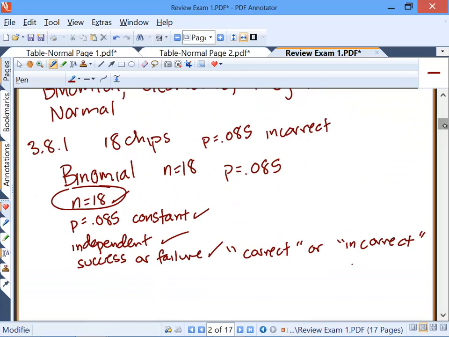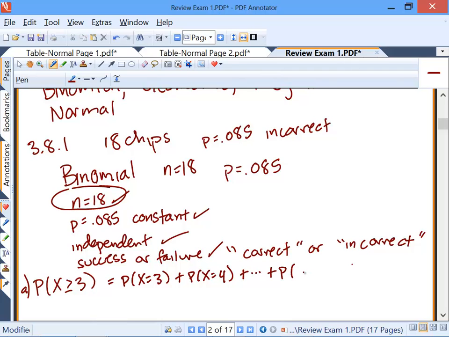So we know it's binomial. Now we're looking for the probability that x is greater than or equal to 3. To find this probability, what x values are greater than or equal to 3? I would have to do the probability that x equals 3 plus the probability that x equals 4 plus all the way up to the probability that x equals 18, correct? Is there an easier way that you can think of to do this?